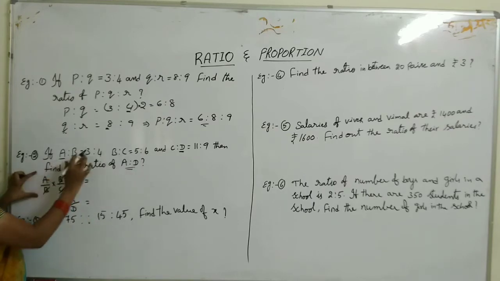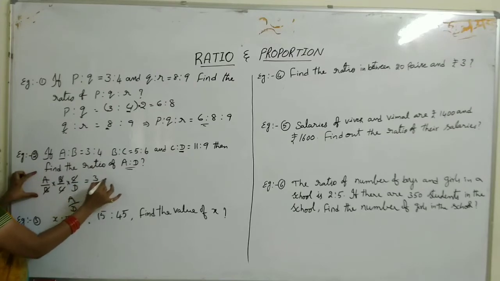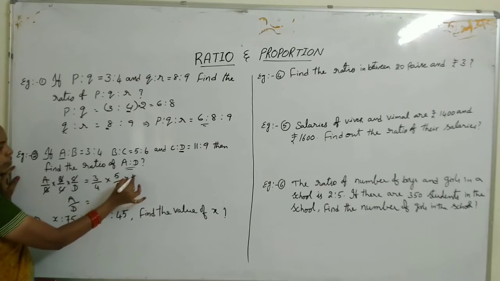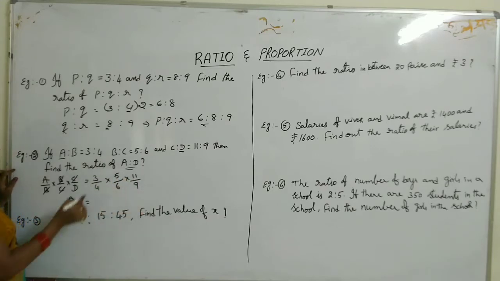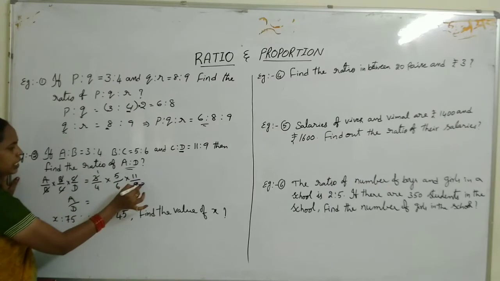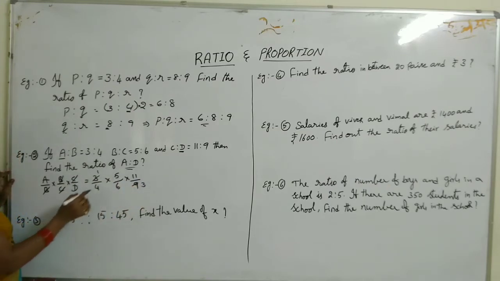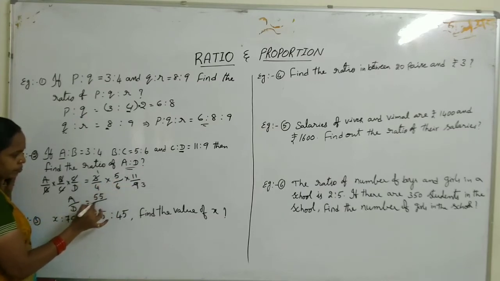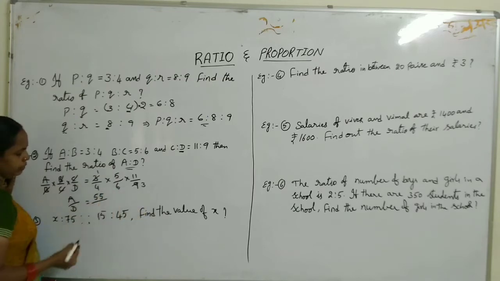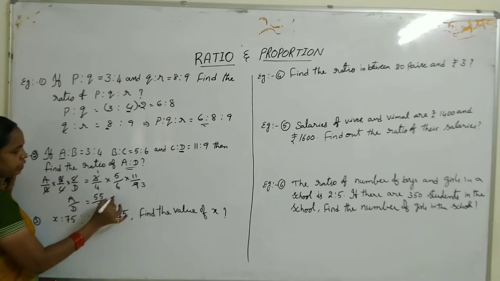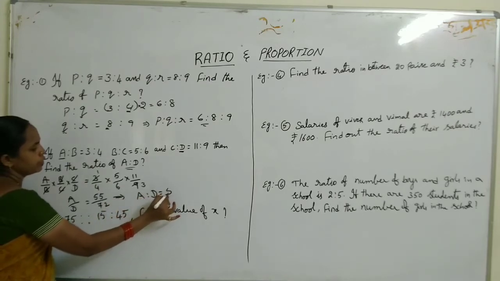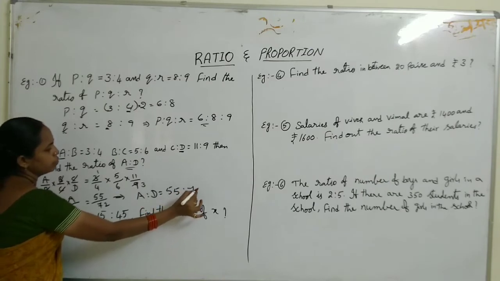Here A by B equal to 3 by 4, into B by C equal to 5 by 6, and C by D equal to 11 by 9. So 3 1s are 3, 3 3s are 9. Next, there will be no cancelling. So 5 into 11 is 55, 4 6s are 24, into 3, that is 72. Therefore, A is to D equal to 55 is to 72.